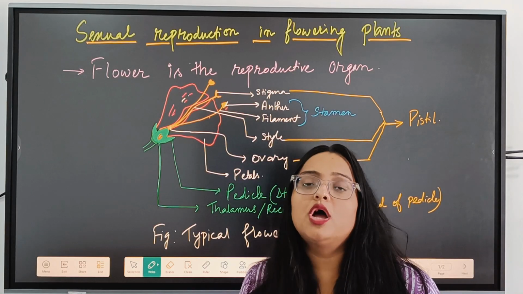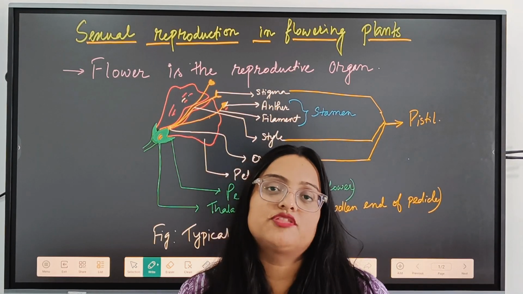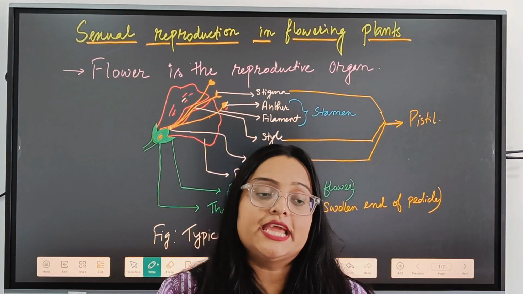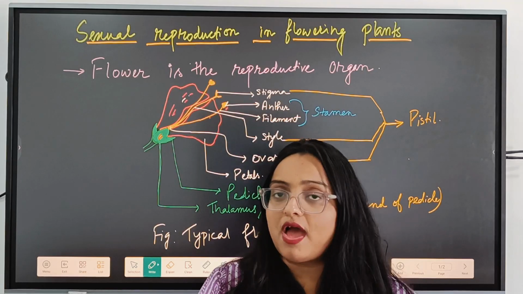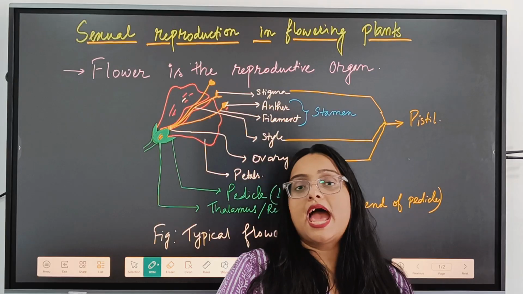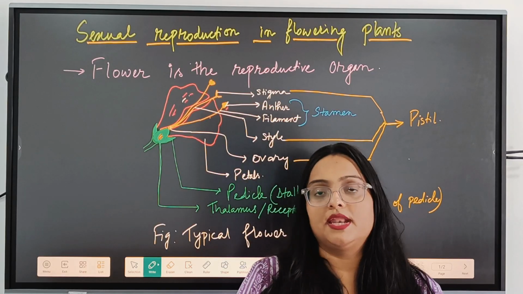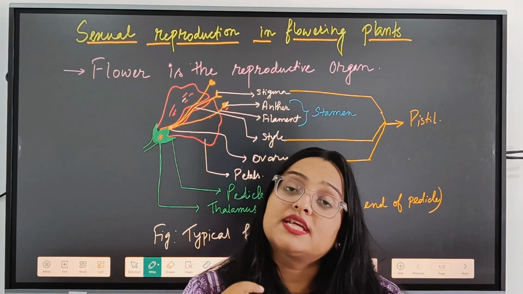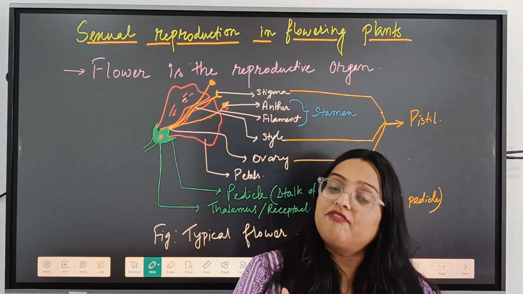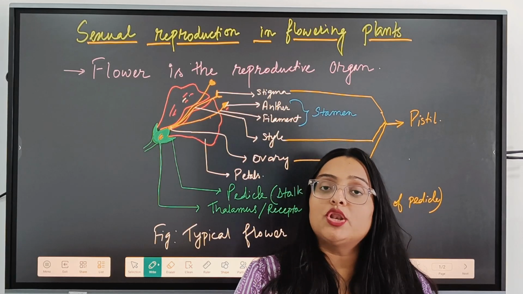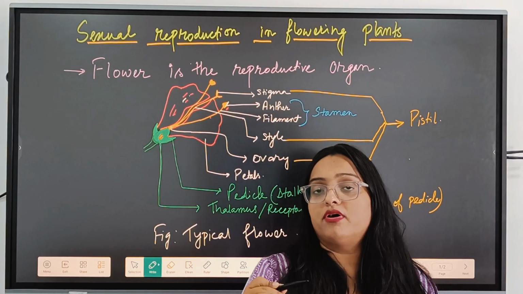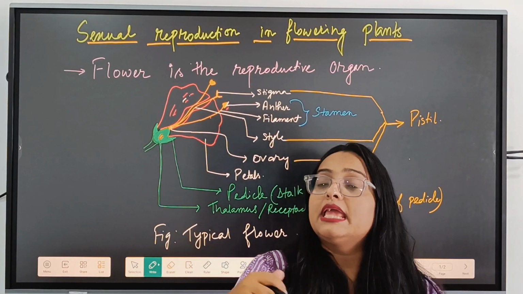So now we all know there are different types of flower, bisexual and unisexual flowers. Bisexual flowers are those flowers which contain both stamen and pistil in one flower, and the unisexual flower contains either the pistil or the stamen. The flower which contains only the stamen is known as staminate flower, and the flower which consists of only pistil is known as pistillate flower. So staminate and pistillate flowers also come under the unisexual flower.